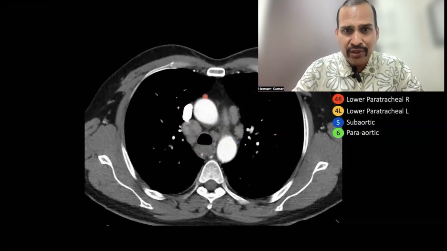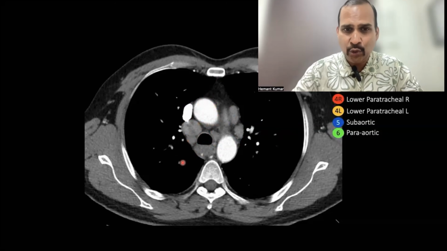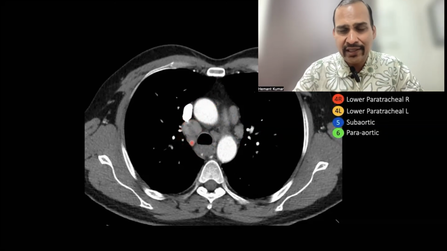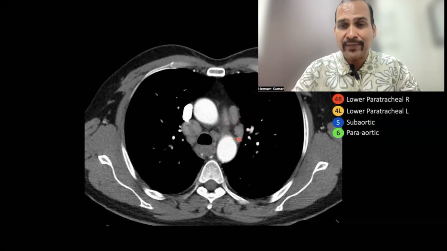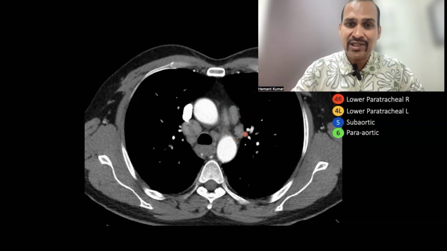So in this diagram, you can see now the arch of aorta is finished. Now this is the lower trachea. On the right side of the lower trachea is 4R. Here it is 4L. This is 3P. And what about these nodes? These nodes are sub-aortic, below the arch of aorta. Okay, these are sub-aortic, the AP window.